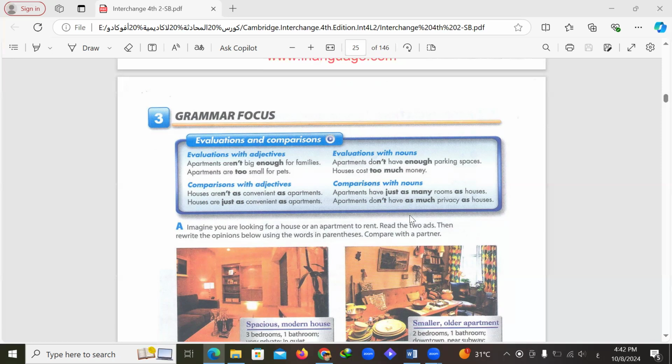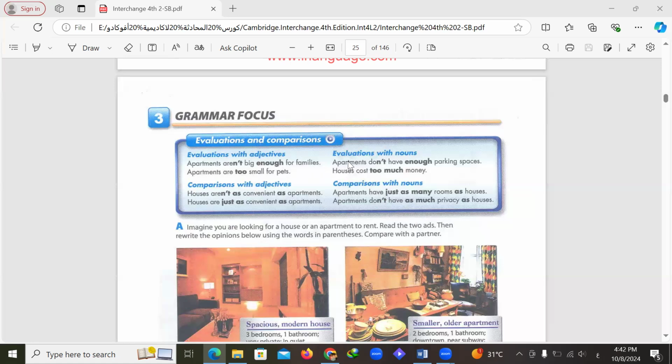You can give me grades or rates from 1 up to 10. Okay, 1 means you understood it badly or you didn't understand anything at all. 10 means it's excellent and you understood it very well. So I ask you to evaluate my class. Okay, so it's evaluation. How can we use adjectives to evaluate apartments and houses? Apartments aren't big enough for families.